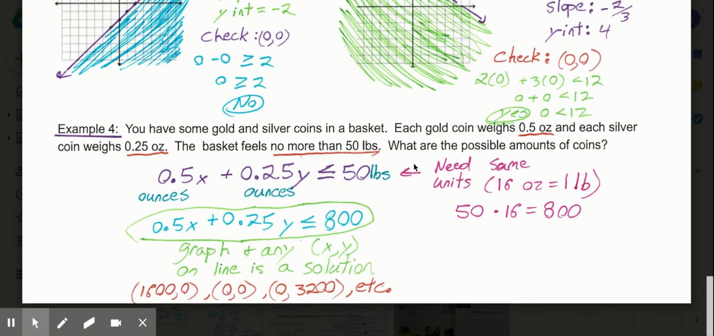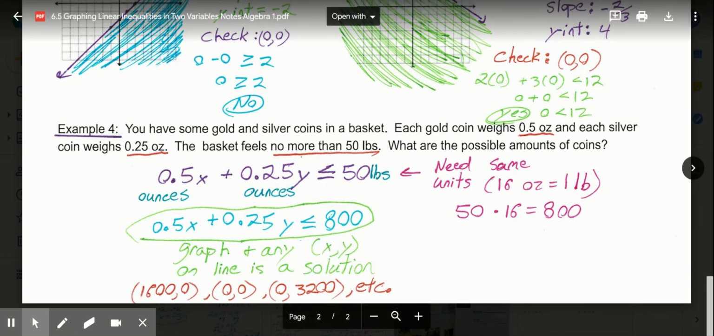And our final example is a word problem. So it tells us we have some gold and some silver coins in a basket. The gold coins weigh half an ounce each, and the silver coins weigh a quarter ounce. The basket weighs no more than 50 pounds. What are the possible amounts of coins?